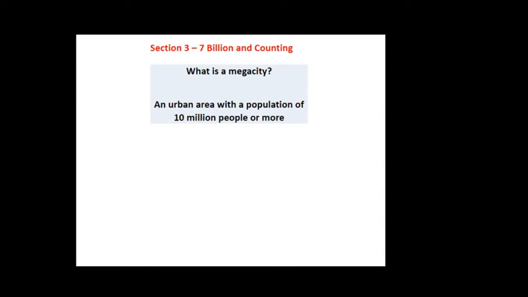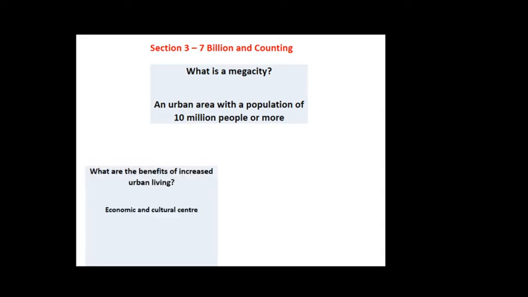Now, there are a couple of questions I'm going to pick out from this particular section, and that is, what is a megacity? This term will come up, so make sure you know what a megacity is. It's an urban area with a population of 10 million people or more. An urban area meaning a town or a city.